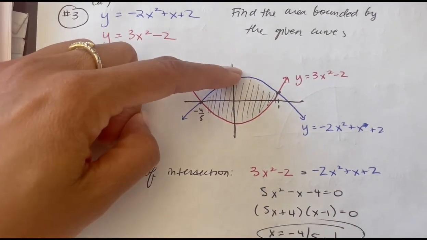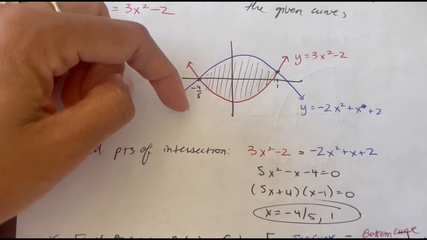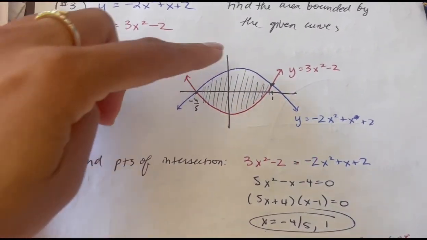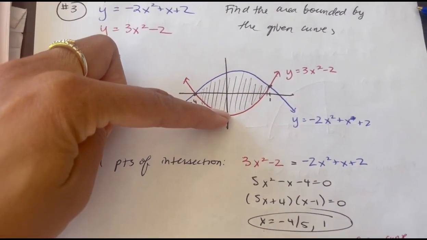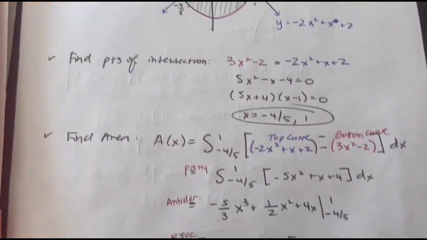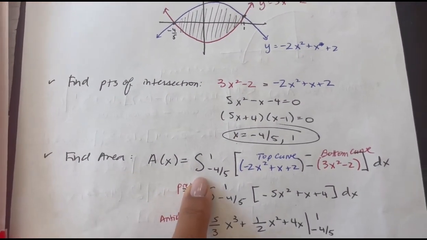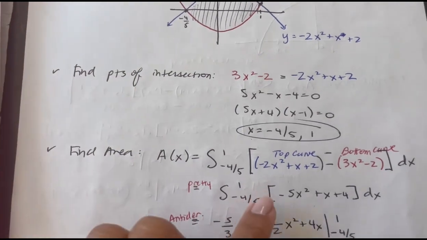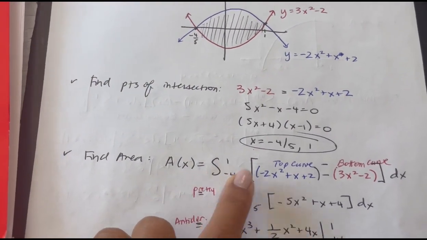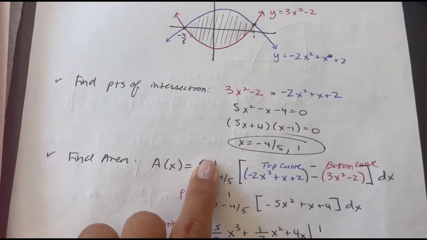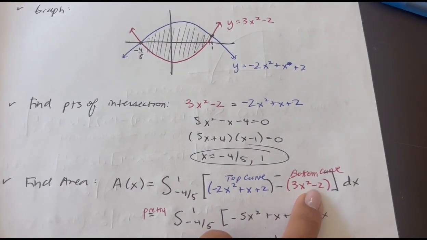One big thing you need to know to find the area is that you need to find the antiderivative of the top function minus the bottom function, so the blue minus the red. Here, the area is equal to the integral from -4/5 to 1, so a to b. Remember, the smaller to the larger, and then the top curve minus the bottom curve.